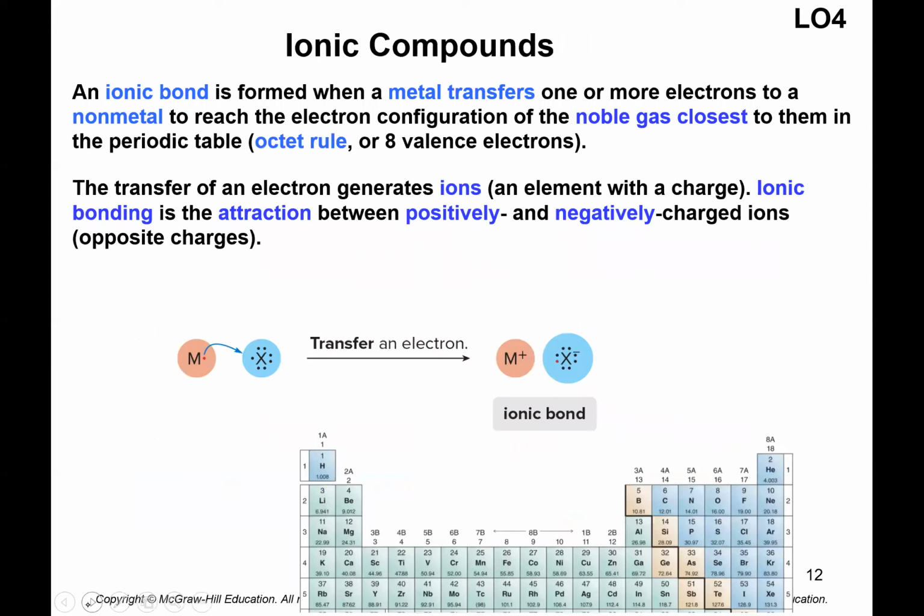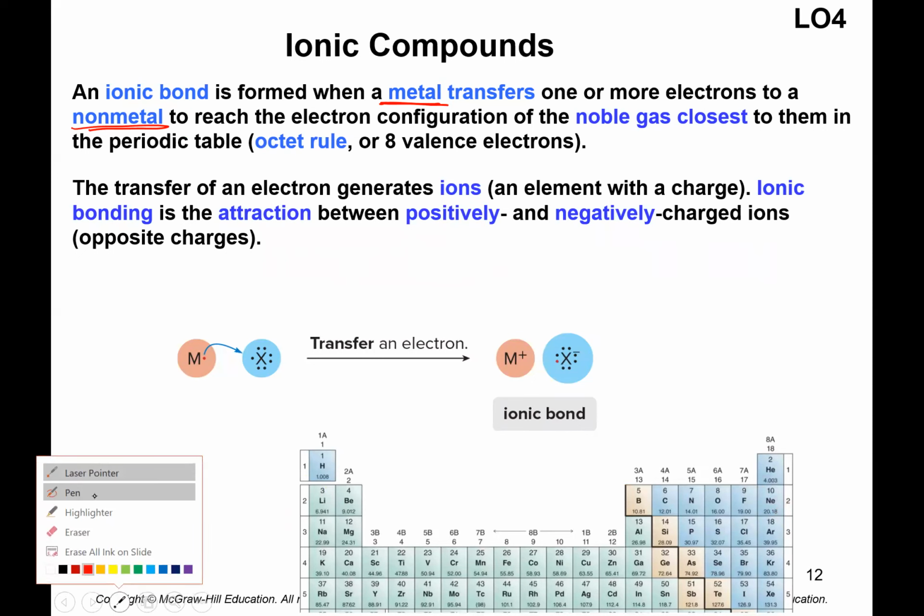All right, so let's recall what an ionic compound is. An ionic bond is formed when a metal transfers one or more electrons to a nonmetal. So it has to be an element on the left-hand side of your table. The ones shaded in green are your metals, and the nonmetals are your blue. So when one of the metals binds with a nonmetal, you get an ionic compound.